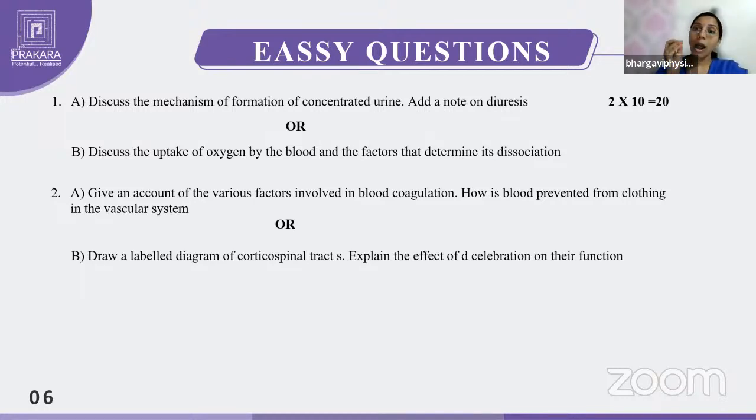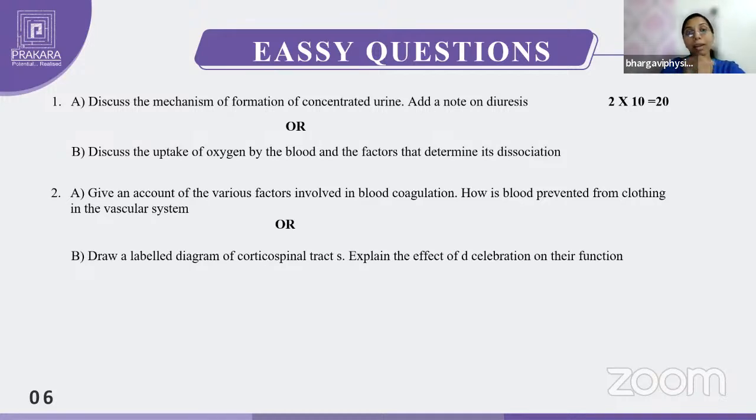Then, how the blood clotting is prevented in the vascular system. There, you need to explain how, inside the blood vessels, the blood clotting is prevented. You have to mention the synthetic and natural intravascular anticoagulants, and the mechanism of how coagulation is prevented inside the body intravascularly. Okay, in that form you have to attempt question number A.